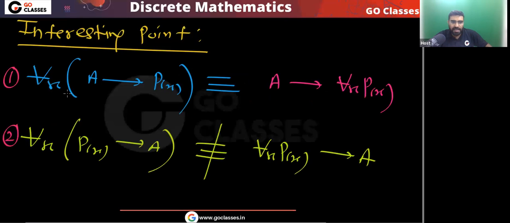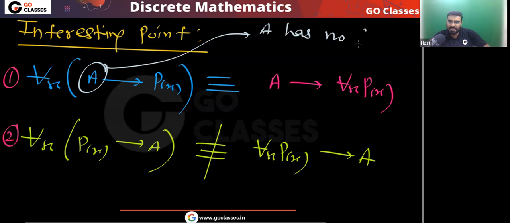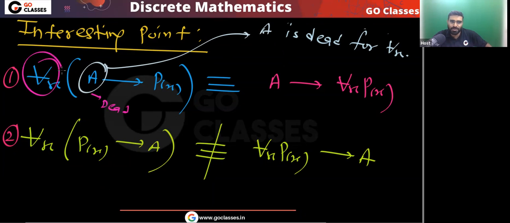Now here you can notice, can I say this person is dead for this person? Tell me. Can I say this A has no feelings for all x? A is dead for all x. I can simply say that A is dead. And because it is already dead, you can cross, right? Yes or no? It is already dead, so no problem. So you can cross.